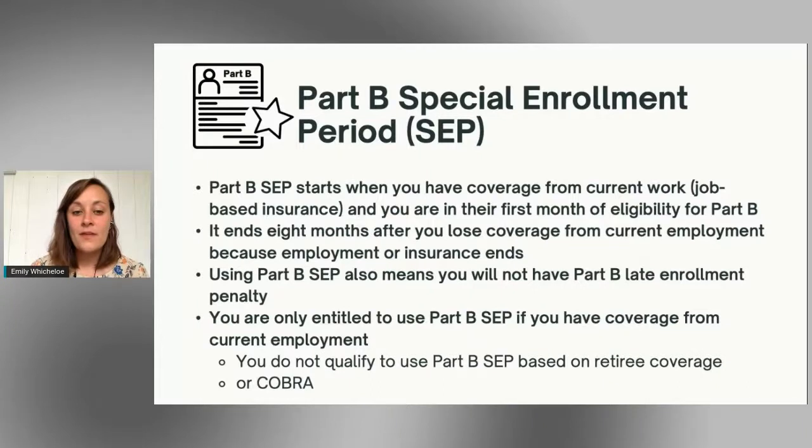It's important to note that you're only entitled to use the Part B special enrollment period if you have coverage from current employment. You do not qualify to use the Part B special enrollment period based on retiree coverage or COBRA. Retiree coverage and COBRA are not considered by Medicare to be insurance based on current work.